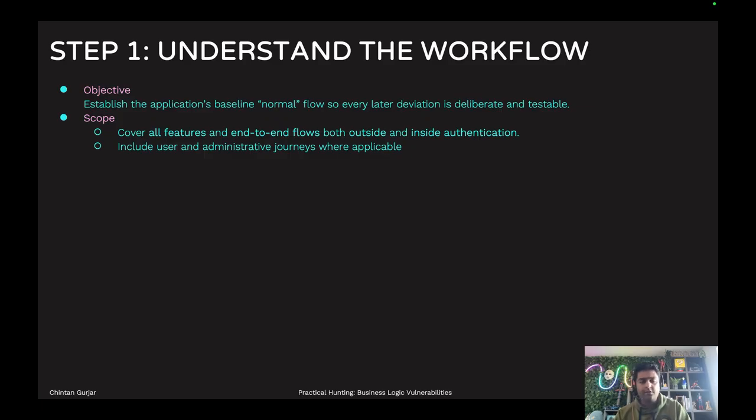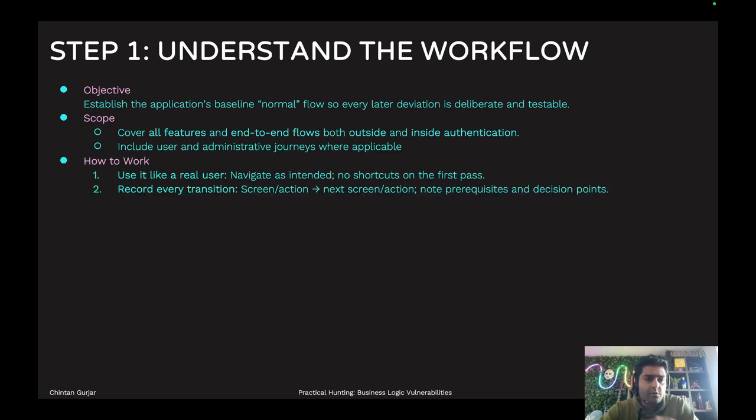Search bar, registration, contact us, login, my profile, comment section, product purchase or flight ticket booking, or bank transfer, depending on the web application features. Include user and administrative journeys where applicable. If you have two users, what is a normal workflow for one user? What is a normal workflow for the high privilege user, which could be admin? Now, how does it work? Use it like a real user, navigate as intended, no shortcuts on the first pass.